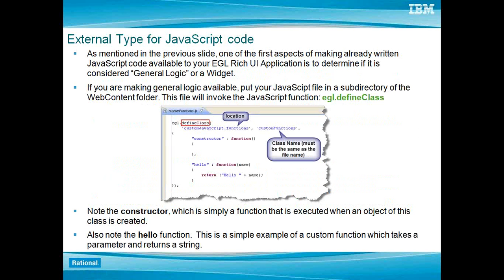Here we are creating some external types. Here we have a custom functions.js, which is a JavaScript file, and we are giving the location map. We are specifying the function's name, which is present inside of the custom JavaScript file, and the class name is custom functions, which is the same name as this file.